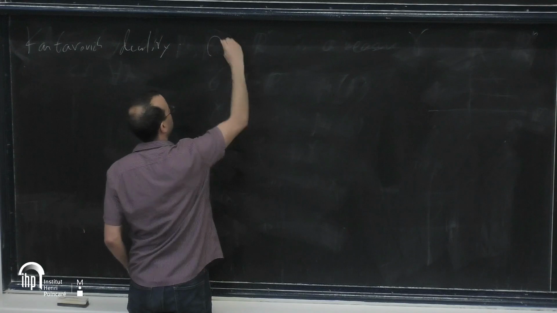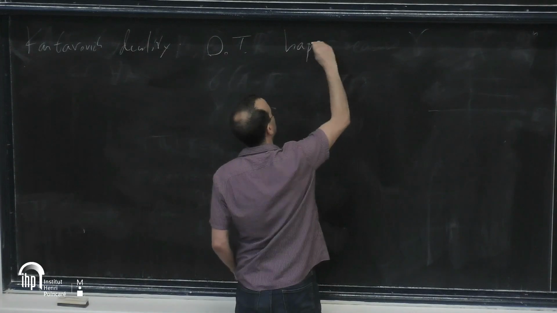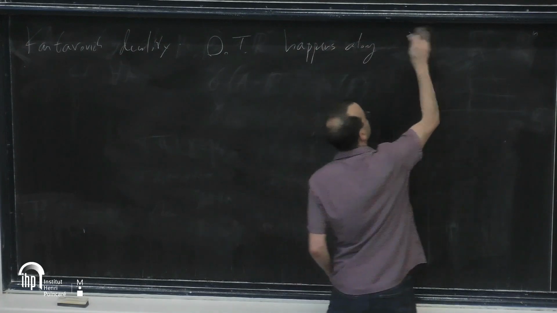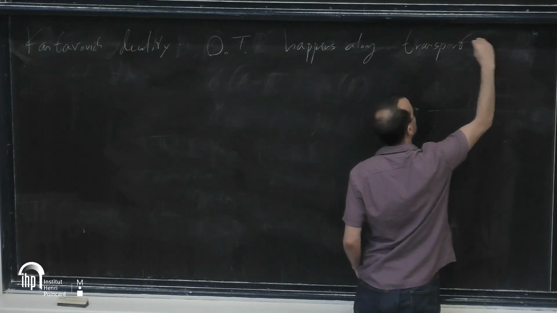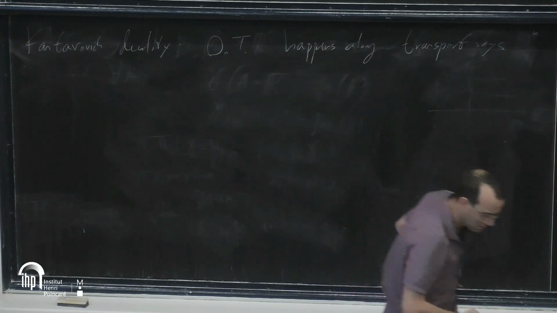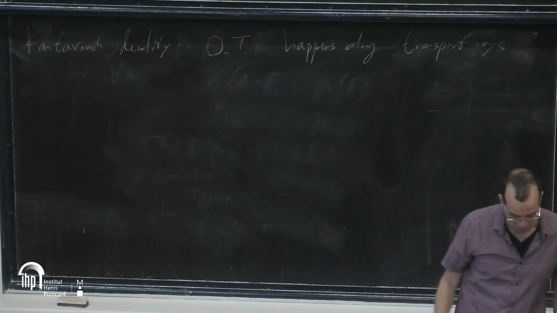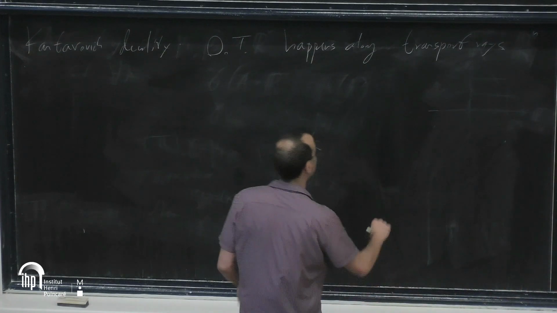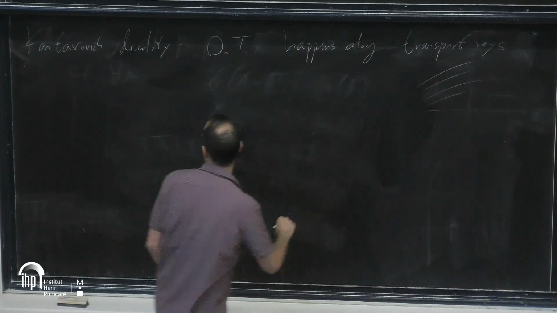So the optimal transport happens along the rays, along transport rays. Okay, good. Right, so these transport rays. Let's look at some examples of these transport rays in some cases.